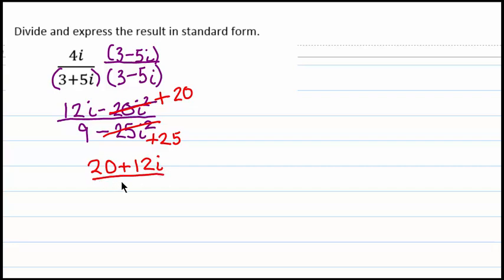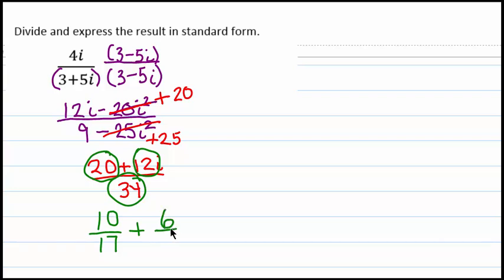12i divided by 34. Now, because this is a fraction where you have an imaginary part to it, you must turn around and separate the fraction. I'm also going to go ahead and reduce it at the same time. Looking at all of my terms here, they all have a 2 in common, so therefore 10 divided by 17 plus 6 divided by 17i.